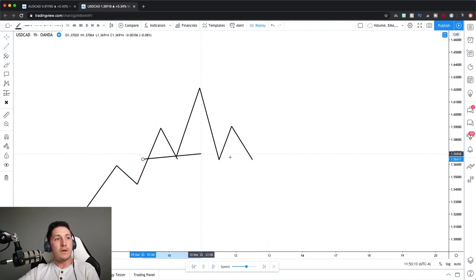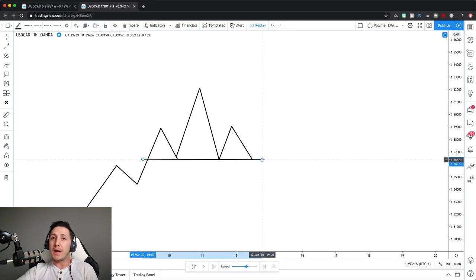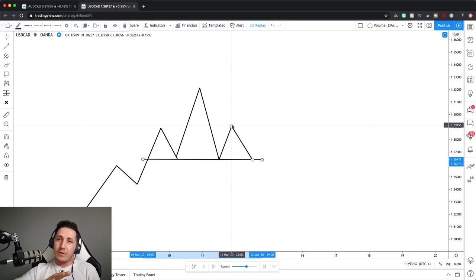You will see this is going to be our neckline. This is going to be our left shoulder, this is going to be our head, and this is going to be our right shoulder. Usually the left shoulder and the right shoulder are roughly the same height. The more symmetrical this pattern is, the better, based on the data that he presents in this book. The ones that were messy still worked, most of them, but the ones that were nice and clean were the better performing ones out of all of them.